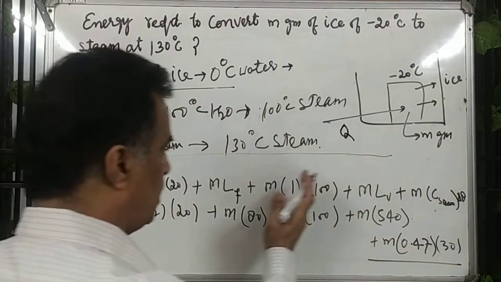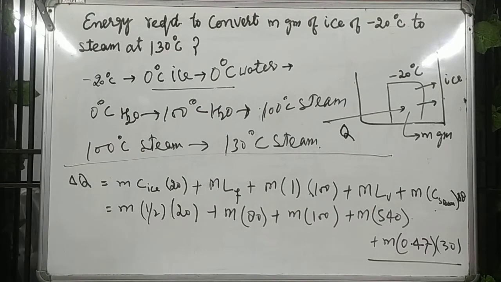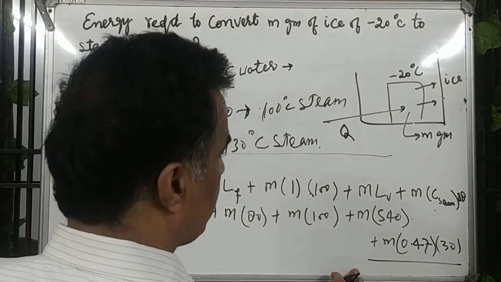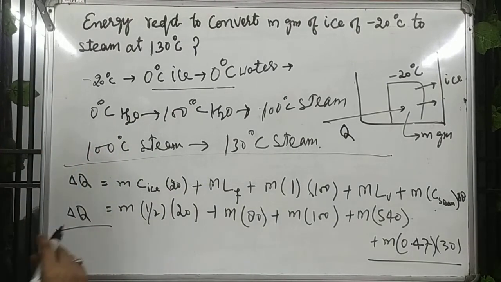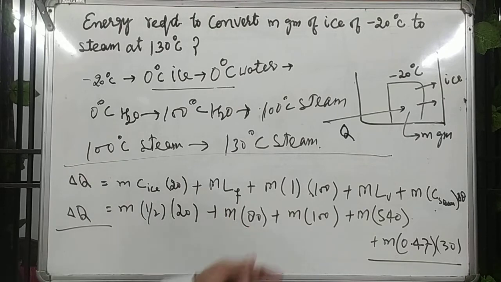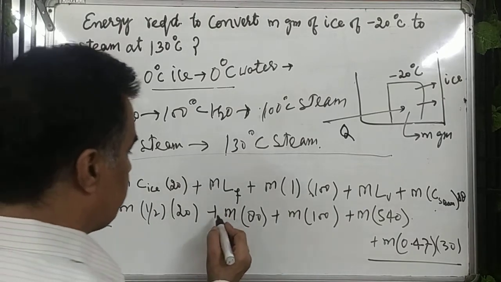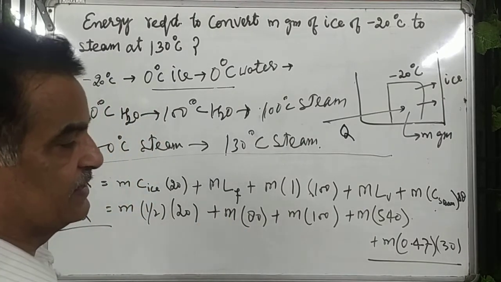This is the total energy that will be supplied. This is delta Q, or you may write only Q. So this is the total energy that will be supplied.